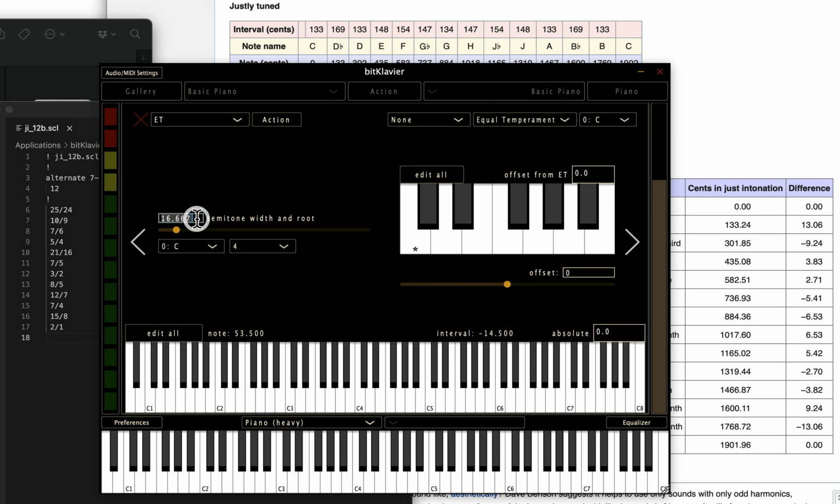Another example is 31 EDO, or 31 equal divisions of the octave, which is one that's interested composers and instrument builders for centuries, actually. And there are even split keyboards built hundreds of years ago that do 31 equal divisions of the octave. So that would be 38.71 cents per semitone.